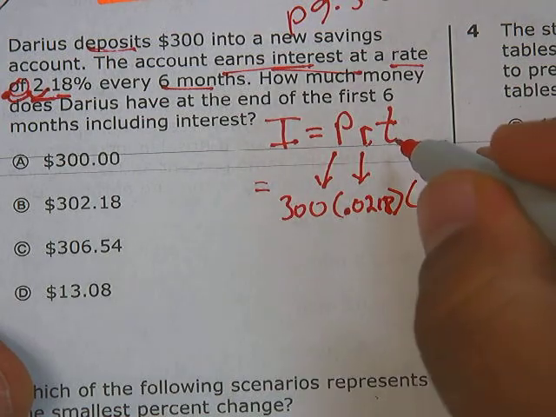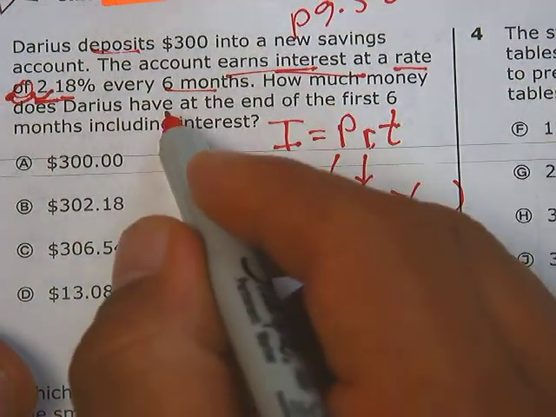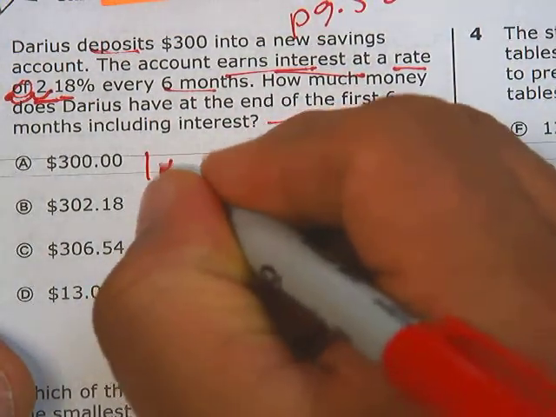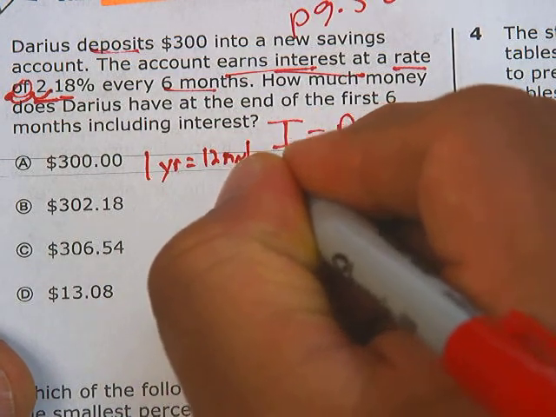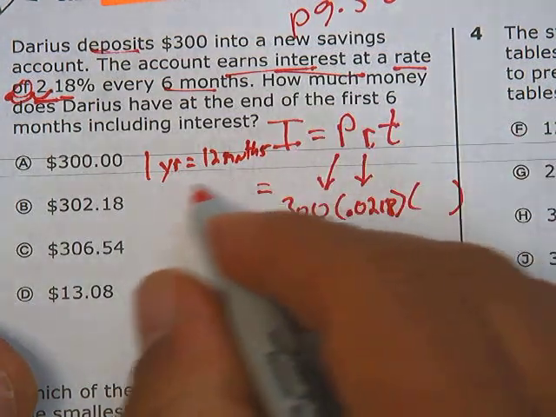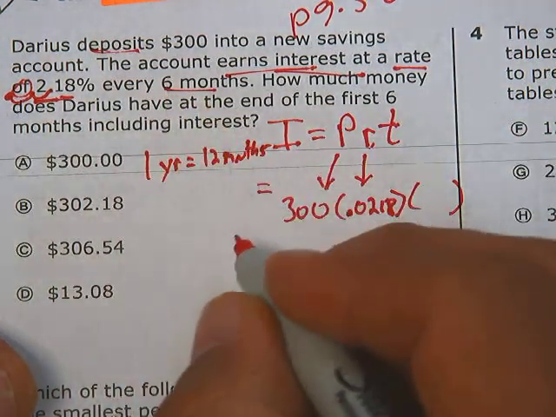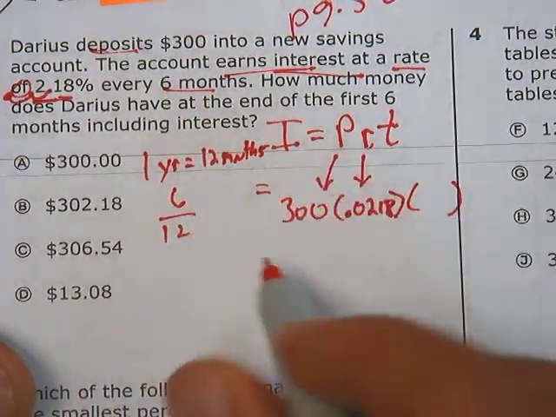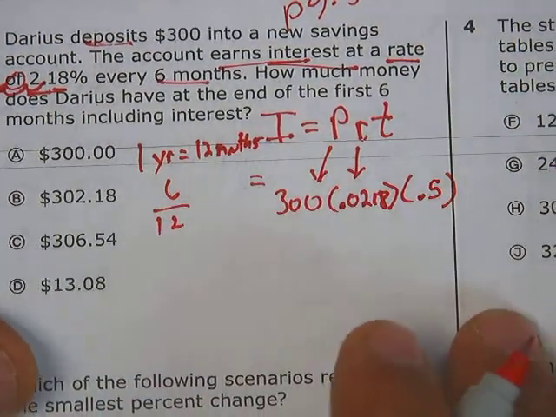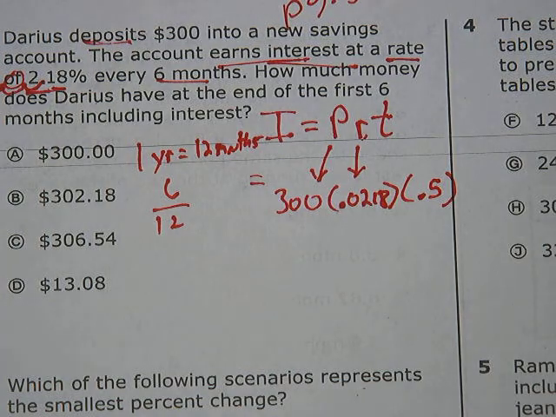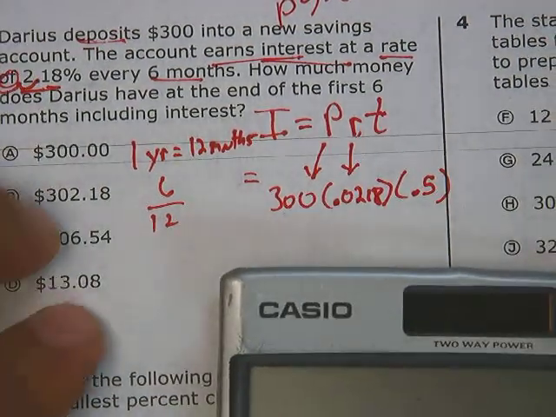And then times time, but time has to be in years. Well, they give you 6 months. I know that 1 year is 12 months. So I don't have 12 months, I have 6 months. Out of the 12 months, I have 6, so that means I have half a year. So I'm going to put here 0.5. Then I'm just going to multiply everything together.